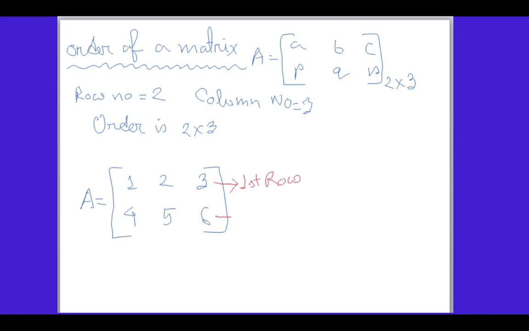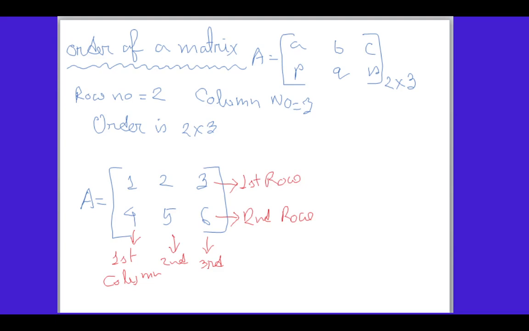This is the first row, this is the second row, this is the first column, this is the second column, and this is the third column. Element 1 has a fixed position, element 2 has a fixed position, element 3 has a fixed position. So where is 1? 1 is in the first row and first column.